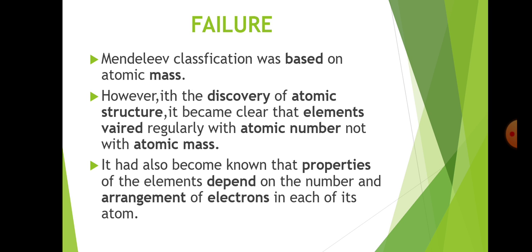When the atomic structure was discovered, we came to know that the atom consists of protons, neutrons and electrons. It became clear that the properties of elements vary regularly with the atomic number, not with the atomic mass. It had also become known that the properties of an element depend on the number and arrangement of electrons in each of its atoms, meaning the electrons in the outermost shell.